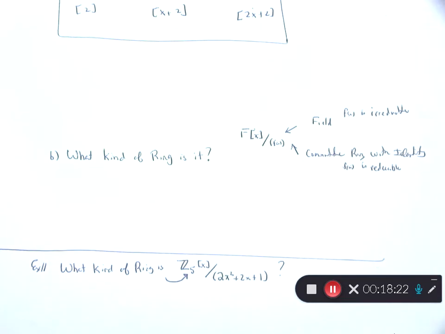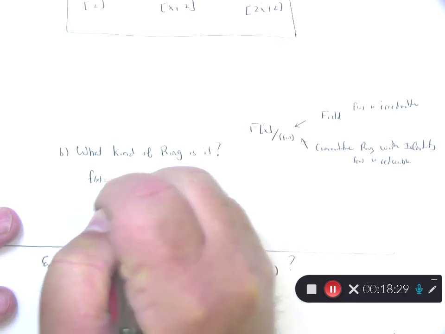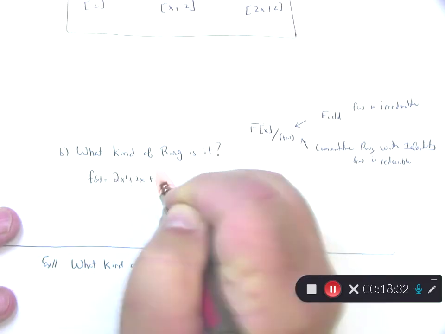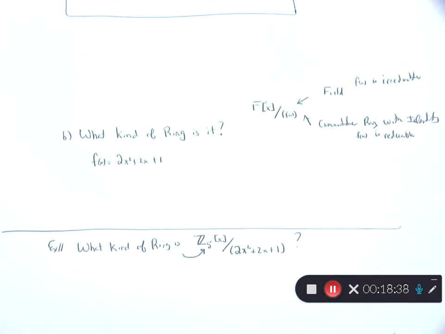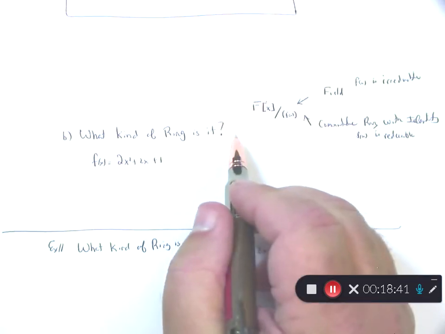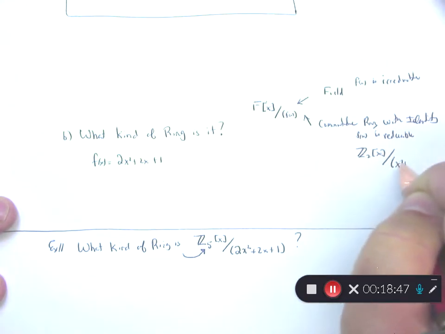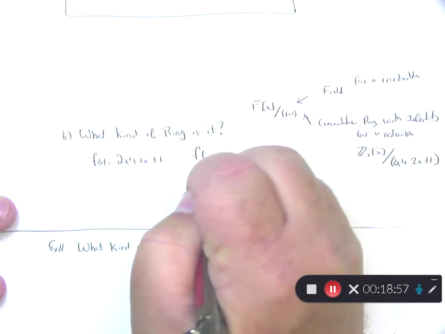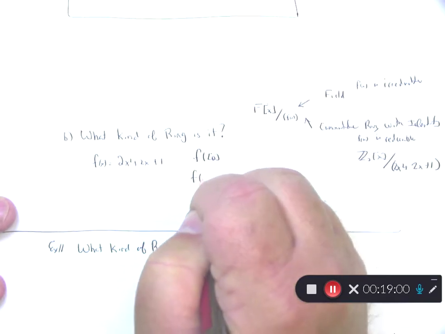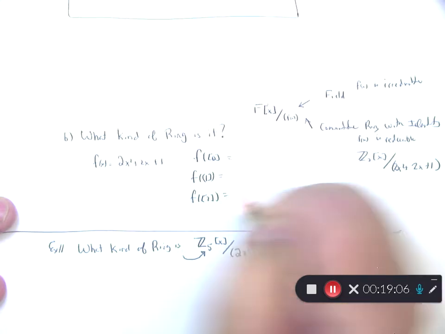So we've got to focus on f of x. In this example, f of x was 2x squared plus 2x plus 1. And to see if it's reducible or irreducible, from previous chapters, all I've got to do is look for roots. But these are finite fields. So I'm talking about Z3 adjoined x modded out by this 2x squared plus 2x plus 1. So that's my polynomial. In Z3, all I've got to do is check 0, 1, and 2. And to be a root, I've got to get 0.